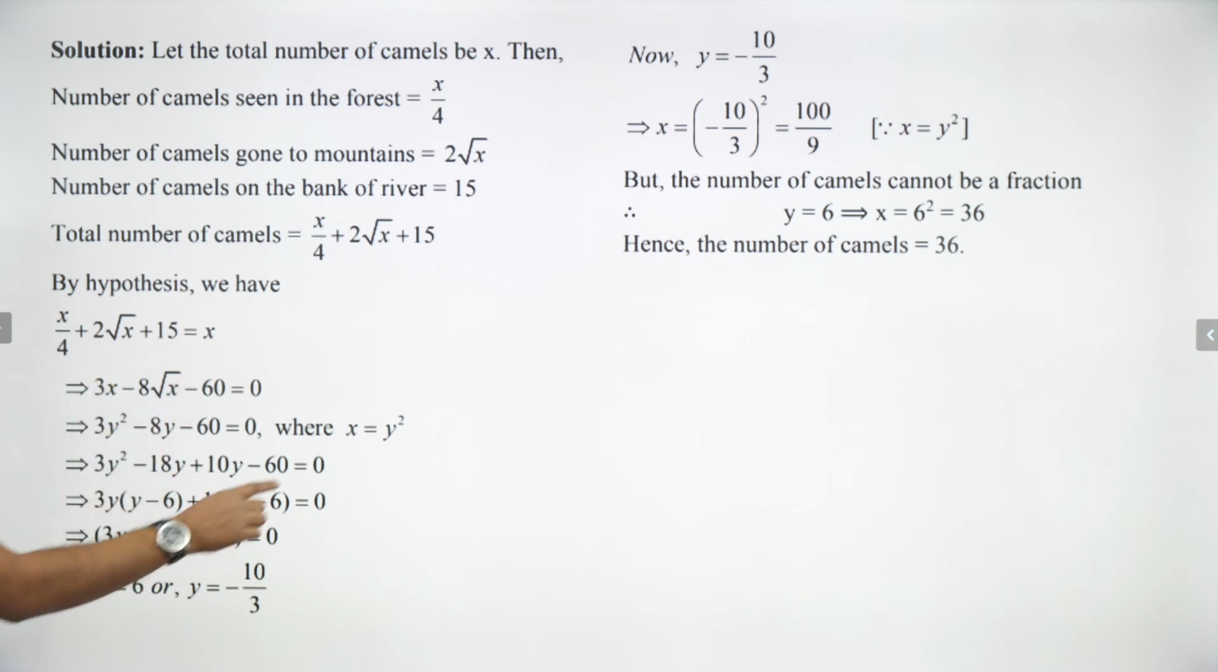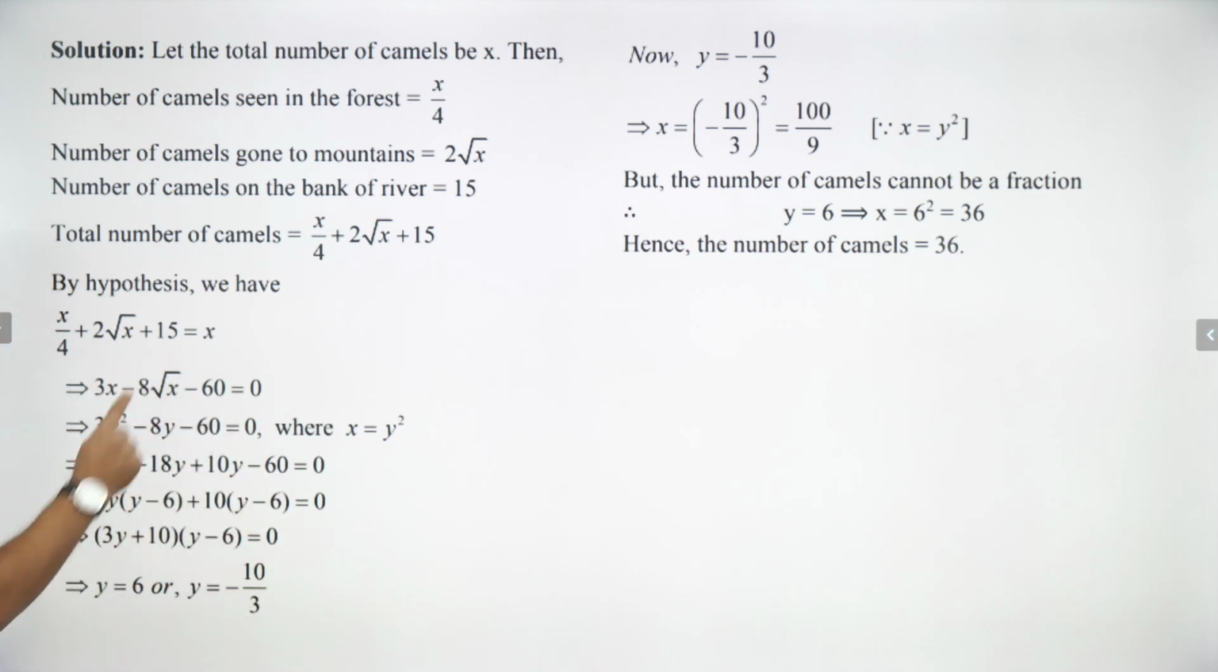Okay. Now suppose x is equal to y square. So this root x will become y. So now you have got a quadratic equation. Then you have got y is equal to 6 and y is equal to minus 10 by 3. So solve it, it is shown here.